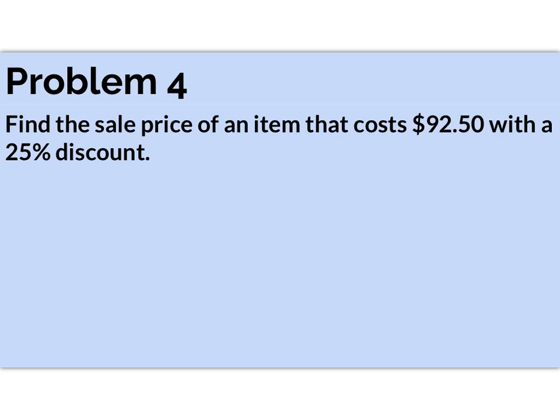And finally, find the sales price of an item that costs $92.50 with a 25% discount. If the original amount is $100, we have a discount of $25. We know we're just going to multiply 0.75 times $92.50 to get the sale price. Which is $69.38. Okay, that's the end of this video.